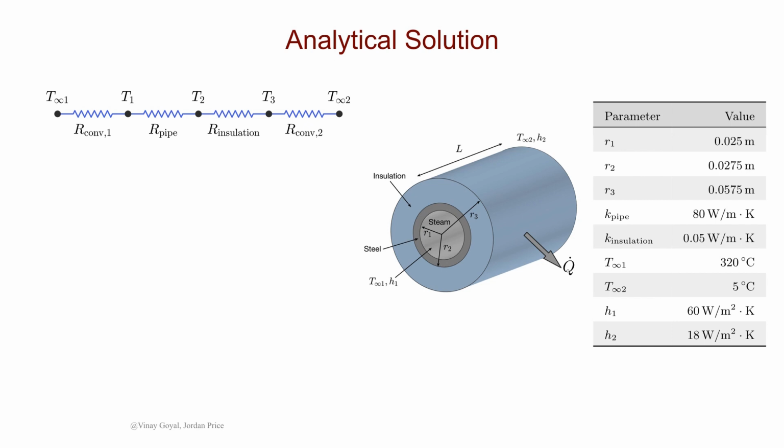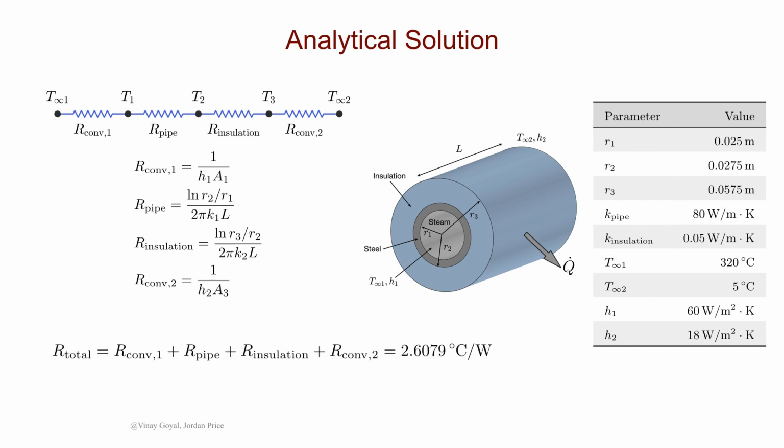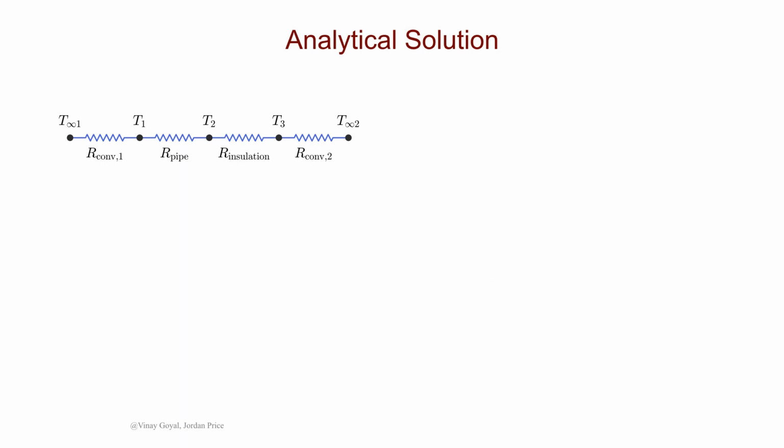To obtain this, we consider the thermal resistances of each region as shown in the diagram. The value of each of these can then be computed with the following expressions. Summing everything up gives us the total thermal resistance across the cylinder. We can now calculate the rate of heat loss to the surrounding environment.